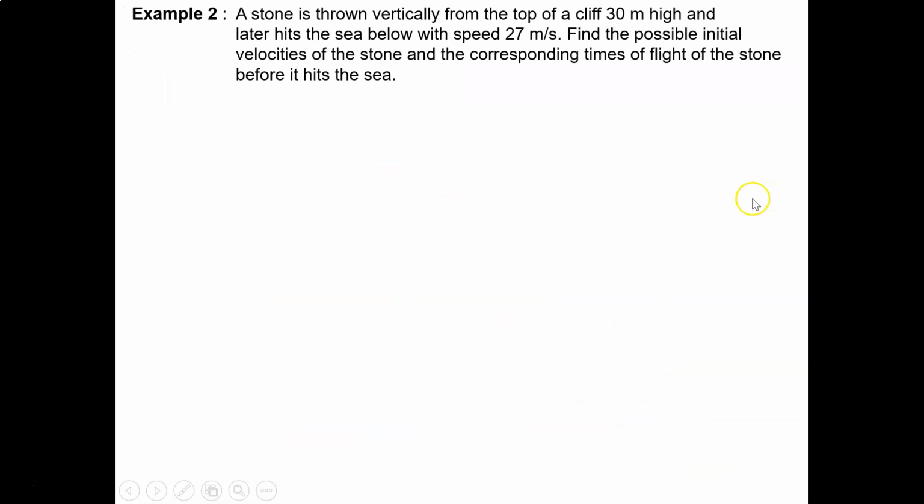So second example, a stone is thrown vertically from the top of a cliff 30 meters high and later hits the sea below with a speed of 27 meters per second. Find the possible initial velocities of the stone and the corresponding times of flight of the stone before it hits the sea. Now it says it's thrown vertically, but it doesn't say it's vertically up or vertically down. That's why it says the possible initial velocities.